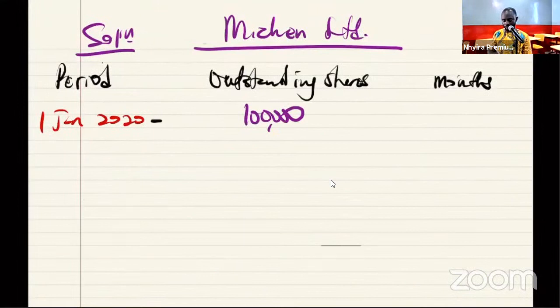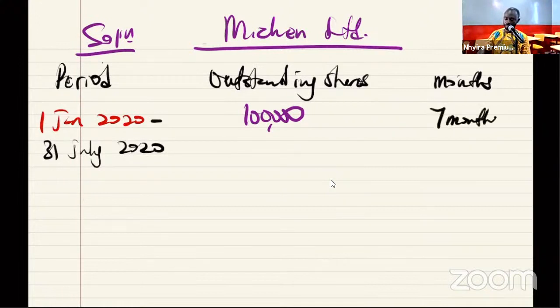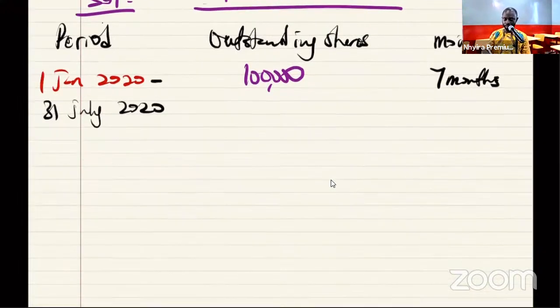July, so that is 30th June to 31st July 2020. So how long would that be? 7 months, I guess. 7 months, right? Because January, February, March, April, May, June, July: 1, 2, 3, 4, 5, 6, 7. The August is 1st August, so August will not be included.